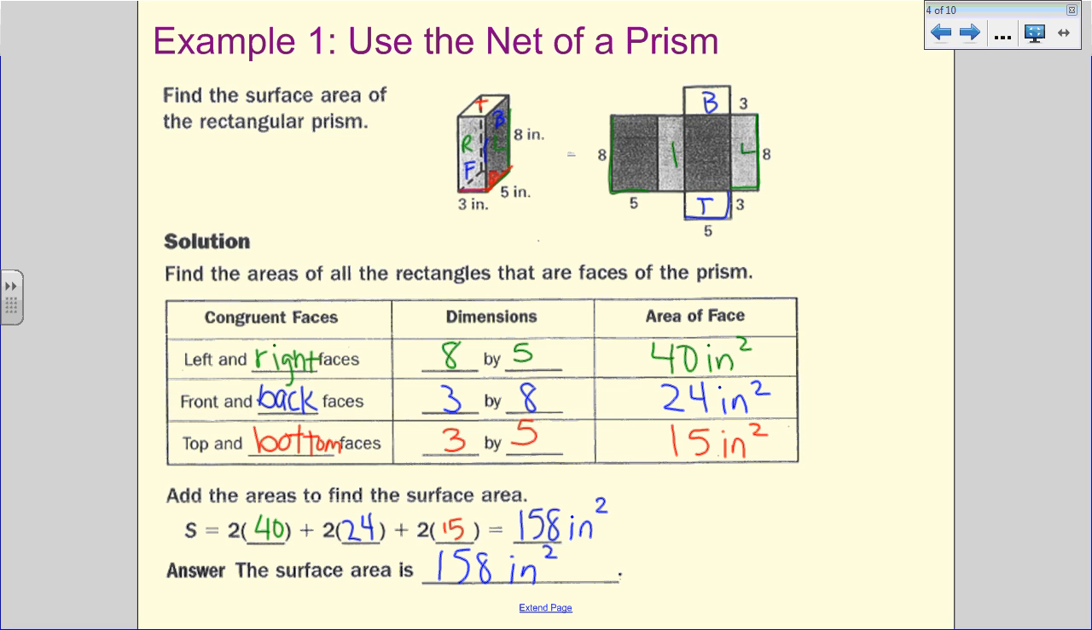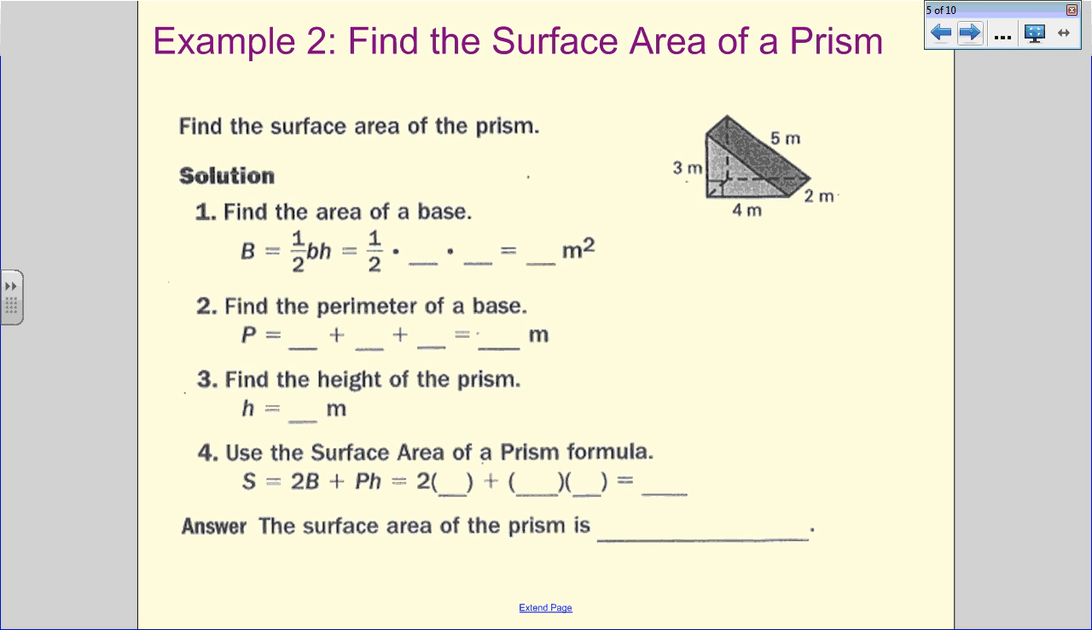This was front and back. All right, so let's take a look at this. Now we're going to find the surface area of another prism. This time it's a triangular prism, so I'm going to talk you through this formula.